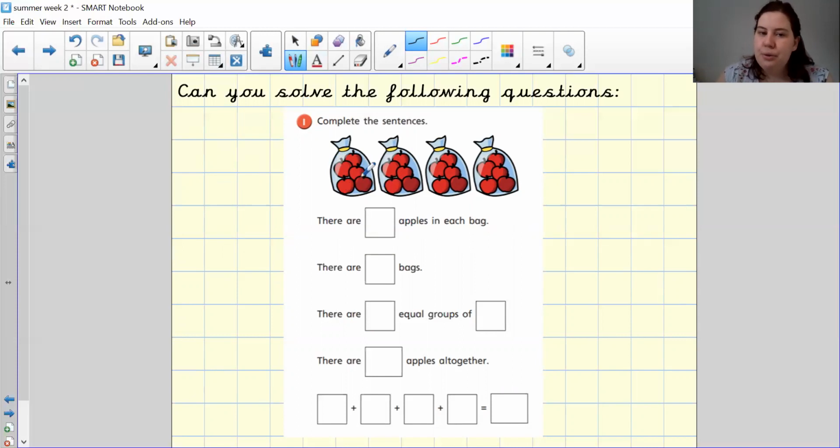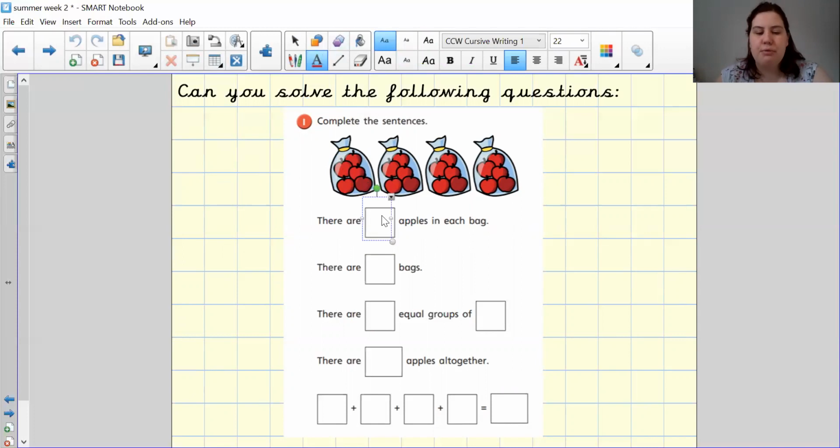1, 2, 3, 4, 5. Well done. So in my box, I'm going to write the number 5. There are something bags. So I now need to count how many bags there are. 1, 2, 3, 4. Well done. So I'm going to write 4 in the next one now. There are something equal groups of something. So how many groups do we have first? Well done, because we said 4 because we have 4 bags. We have 4 equal groups because all of these 4 are equal.